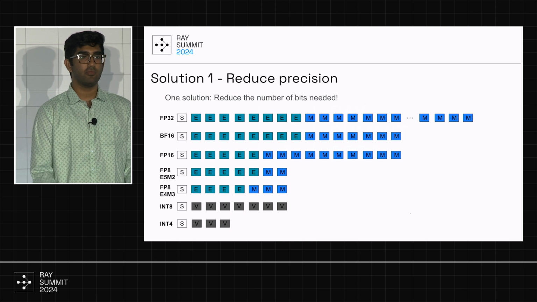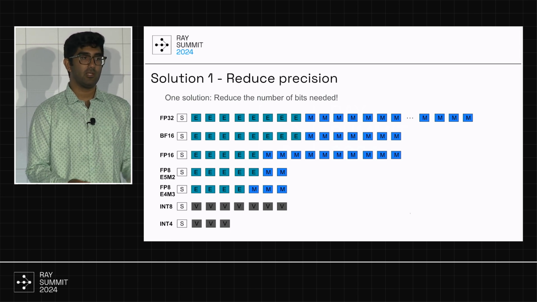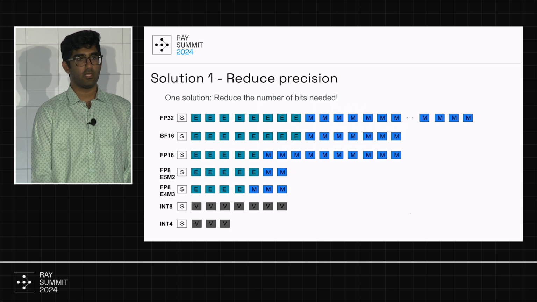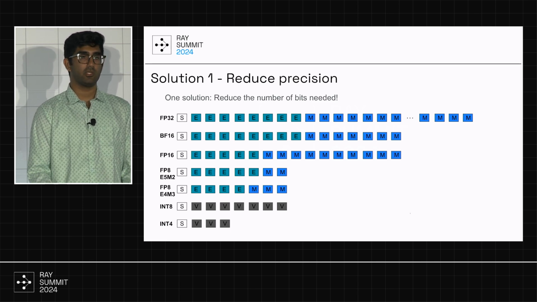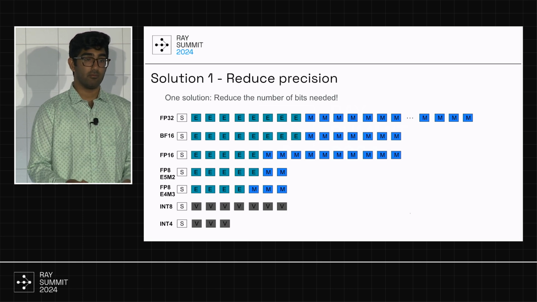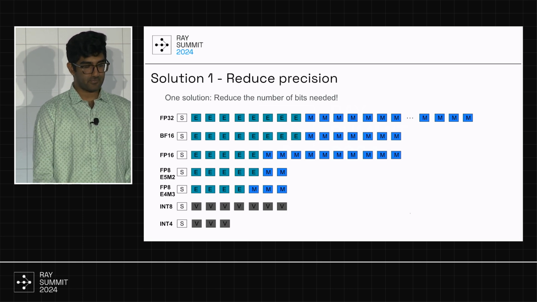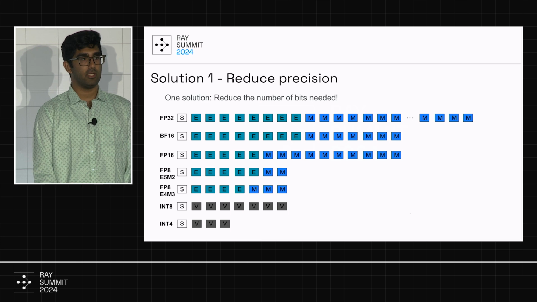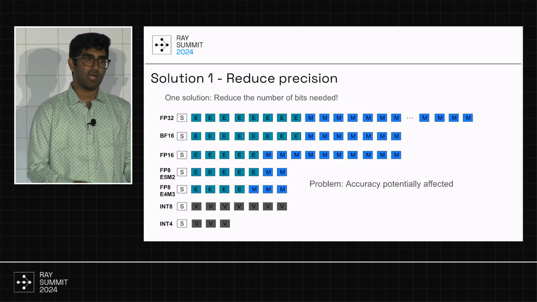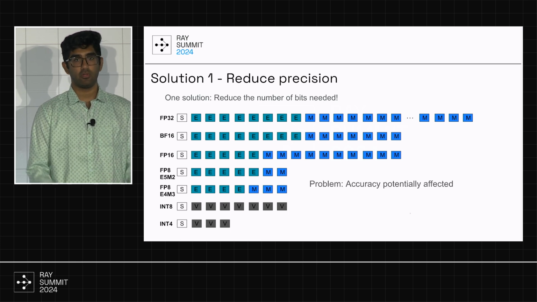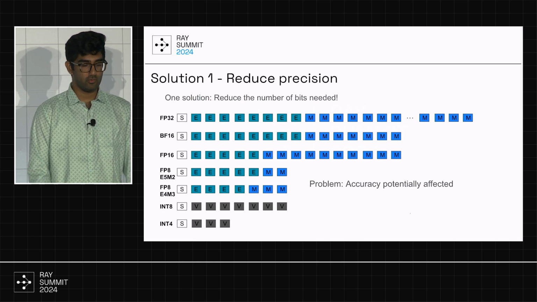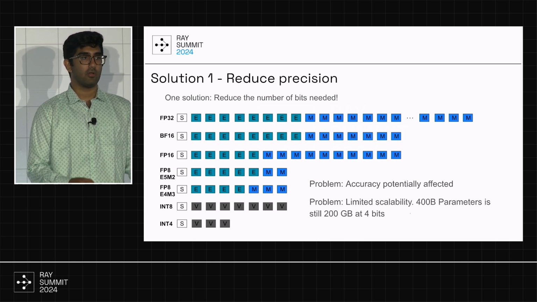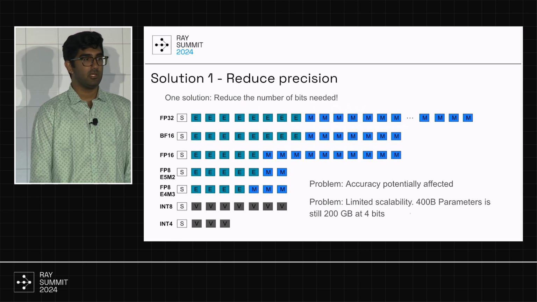Okay. So there's one solution here, which is to just reduce the number of bits needed, primarily for your weights. Nowadays, there's a lot of innovative research in this area. People have gone down to very low precisions. There's experimentation with 2-3 bits even. And this can be a good solution, but the challenge is that your accuracy is potentially affected, so you need to do a lot more work to ensure that your model is still doing what you want it to do.